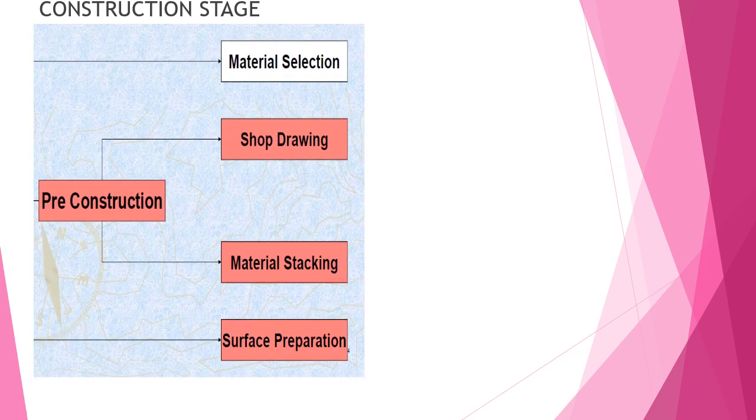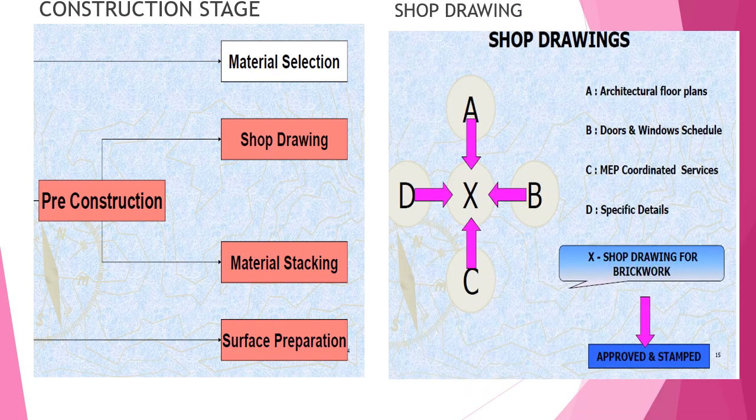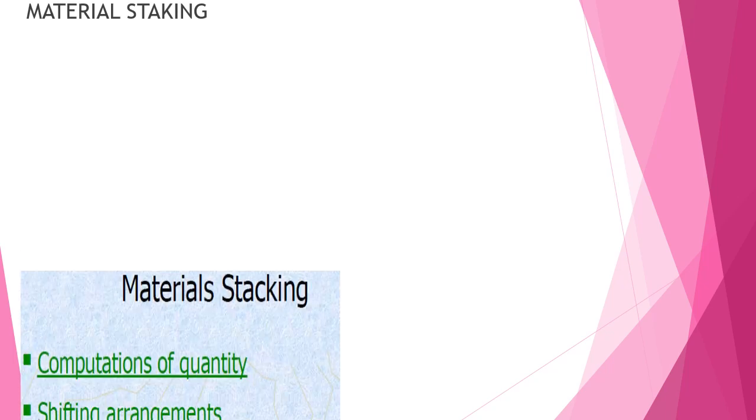Pre-construction stage. This is material selection. You have to have a shop drawing, proper material stacking and surface preparation. Shop drawings means architectural floor plans, doors and windows schedule, MEP coordinated services indicating the openings, or any other specific details. The drawing should be approved by the architect and valid for construction.